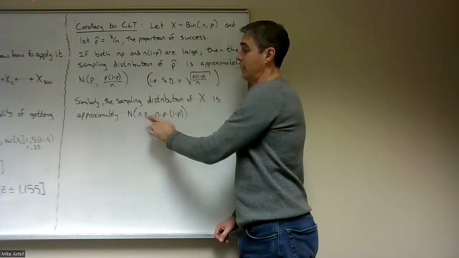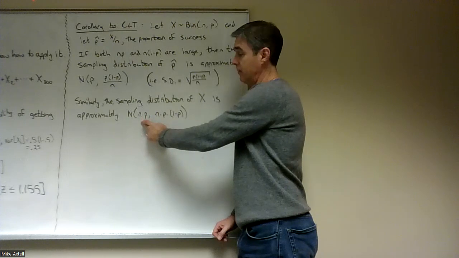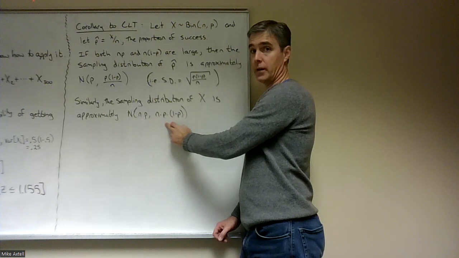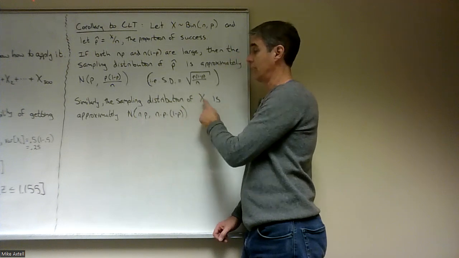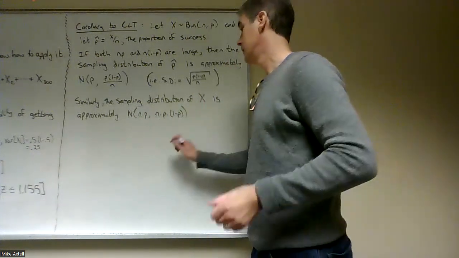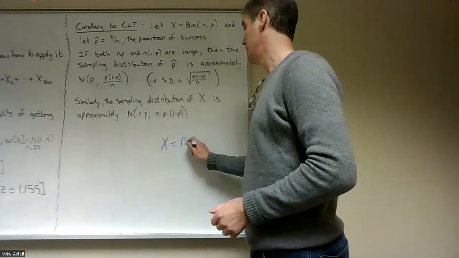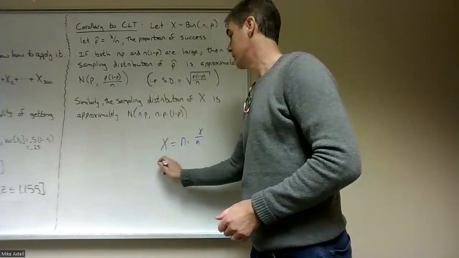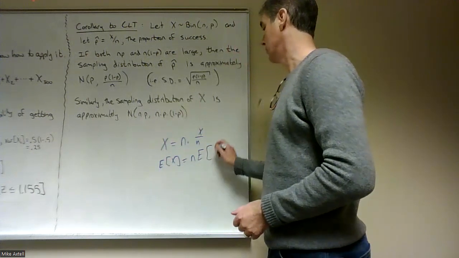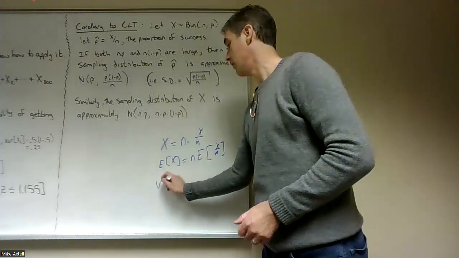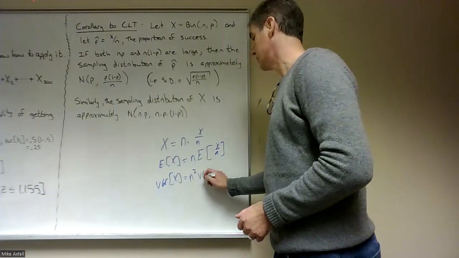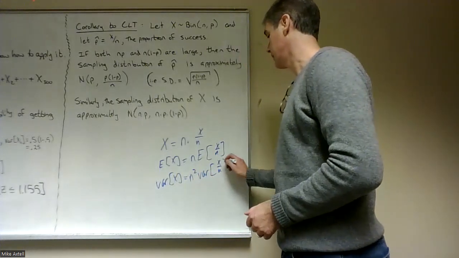Since I'm not dividing by n, I multiply my mean by n, and I multiply my variance by n squared, right? And we can crank through that. X is simply n times x over n. So the expected value of x is n times the expected value of x over n. And the variance of x is simply n squared times the variance of x over n.